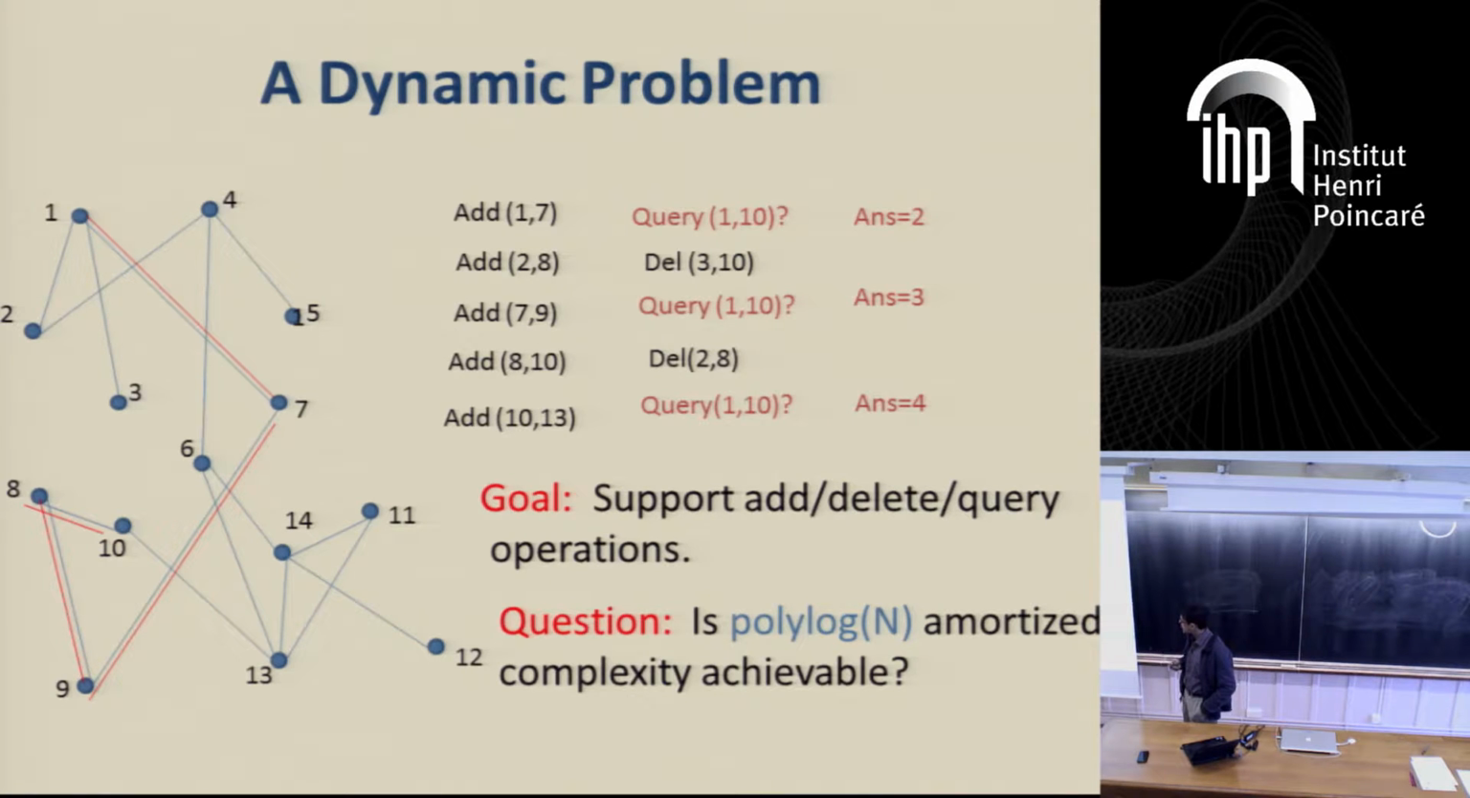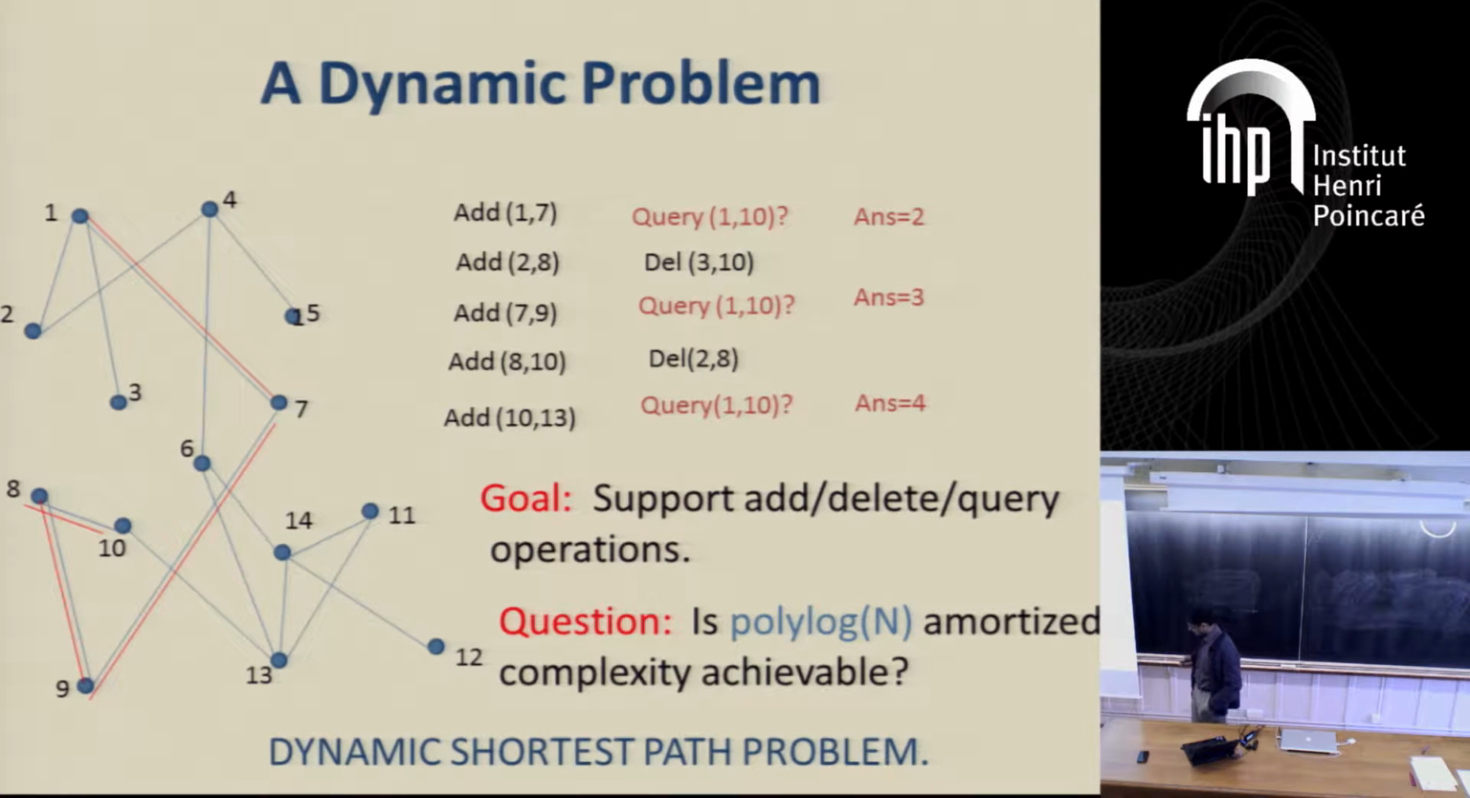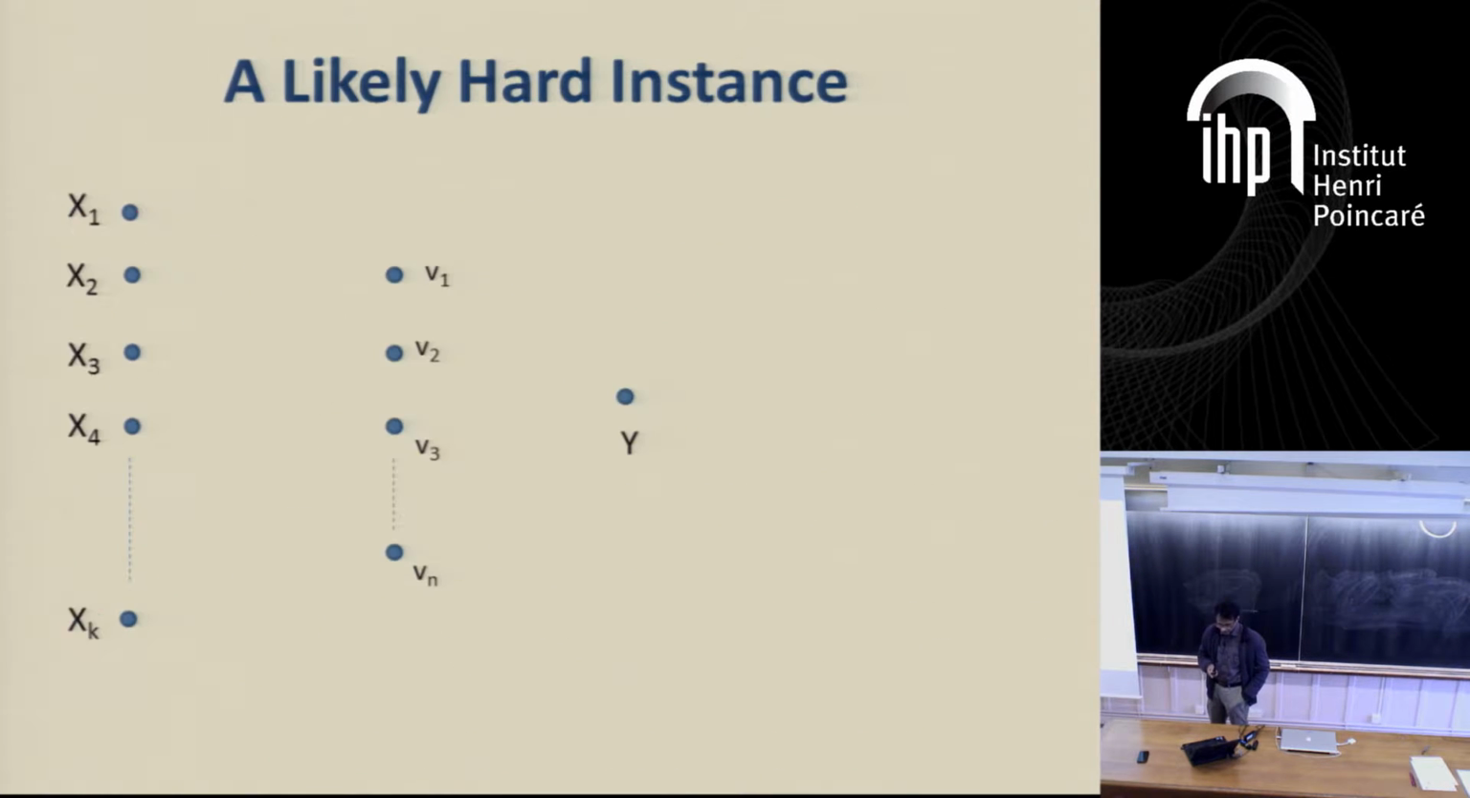I'm going to try to convince you about the hardness of the problem by the next slide. So no such data structure algorithm is known, and this is the problem called the dynamic shortest path problem. It's the shortest path problem, but the dynamic version of it. Okay. So here's what appears to be a very simple graph, which already seems hard to work with.